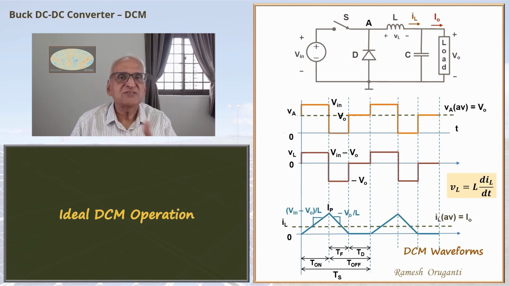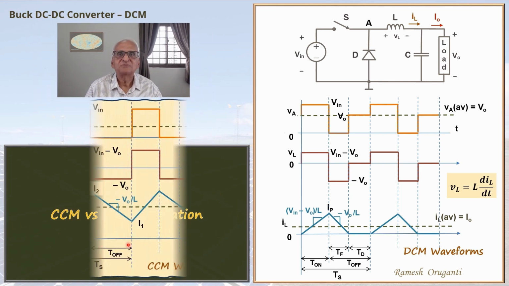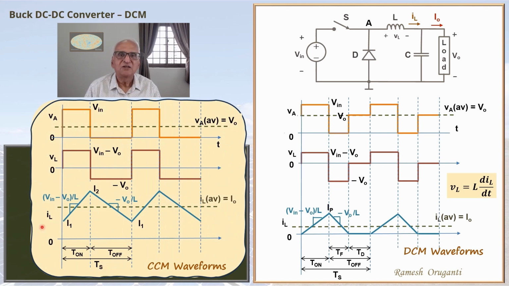Next, we will compare the CCM operation and DCM operation through waveforms. This shows the CCM waveforms. Again, the same three waveforms: VA, the voltage at node A, VL, the inductor voltage, and IL, the inductor current. We are again plotting the CCM waveforms under steady state, assuming ideal operation. When the switch is on, the voltage VA goes to Vin, VL goes to Vin - V0. This is as in the DCM case.